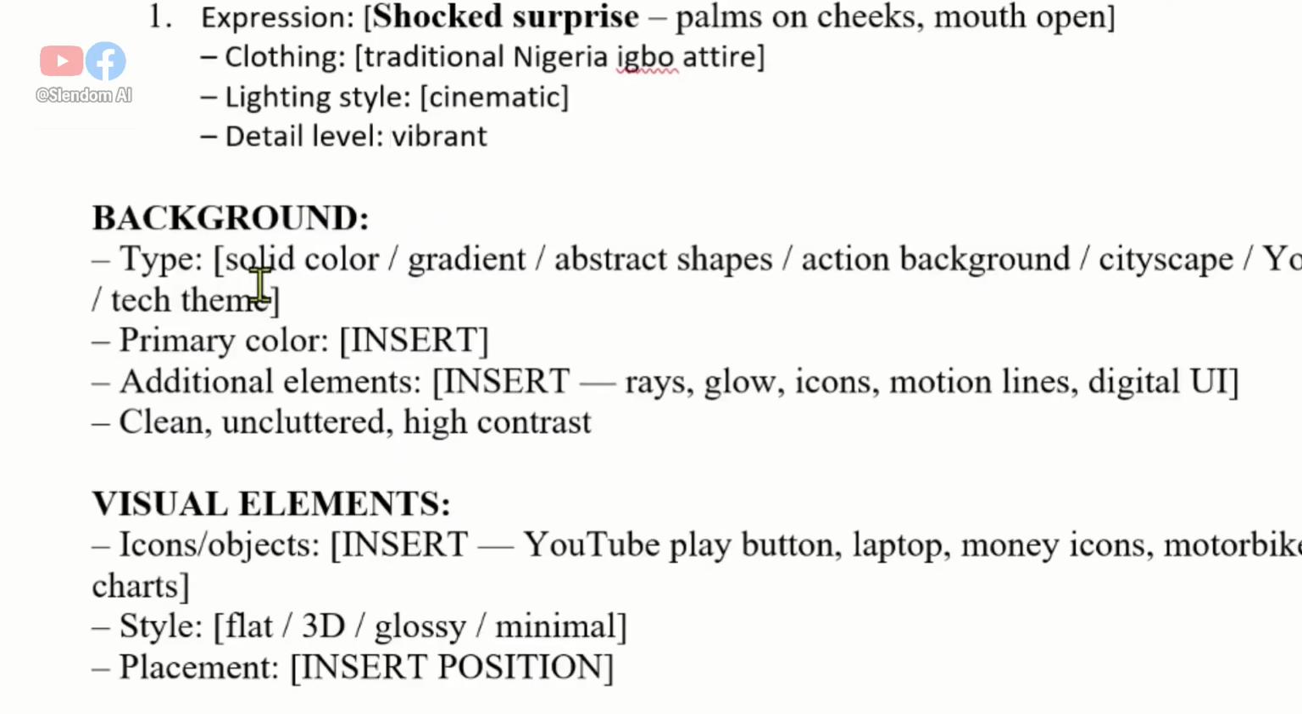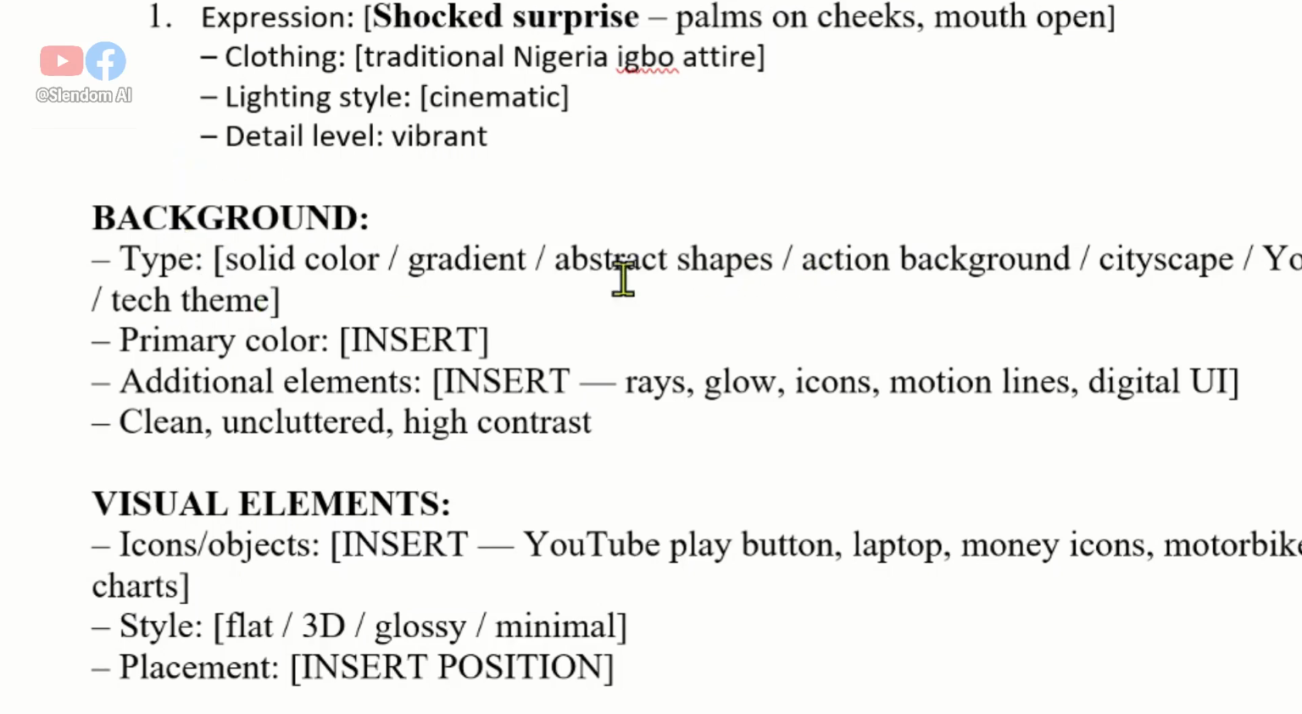Then background, that is the background of the thumbnail. Now this is where I specify the background of the thumbnail. So you go ahead and make the changes. Do I want it to be solid color or gradient or abstract shapes, action background, cityscape, YouTube theme, tech theme, anyone you want. If you don't know any background to use, just go to ChatGPT, tell ChatGPT what your video is about, and ask it to suggest some thumbnail backgrounds that you can use. You may just ask it to give you like 5. Once it suggests anyone, copy that one and paste it here.